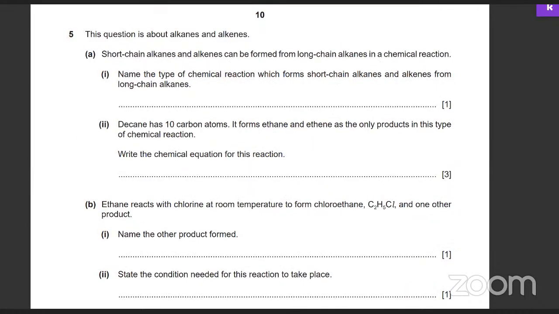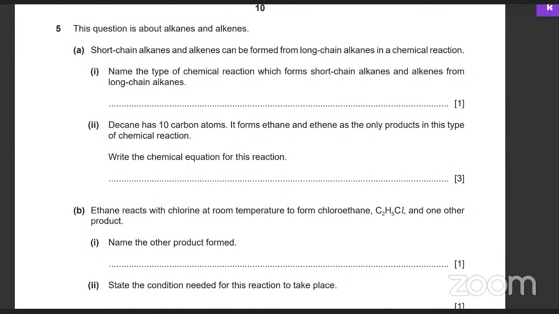Another organic question. So the question is about alkanes and alkenes. Short chain alkanes and alkenes can be formed from long chain alkanes in a chemical reaction. Name the type of chemical reaction which forms short chain alkanes from long chain alkanes. What's the process? Cracking. Yeah, it's known as cracking.